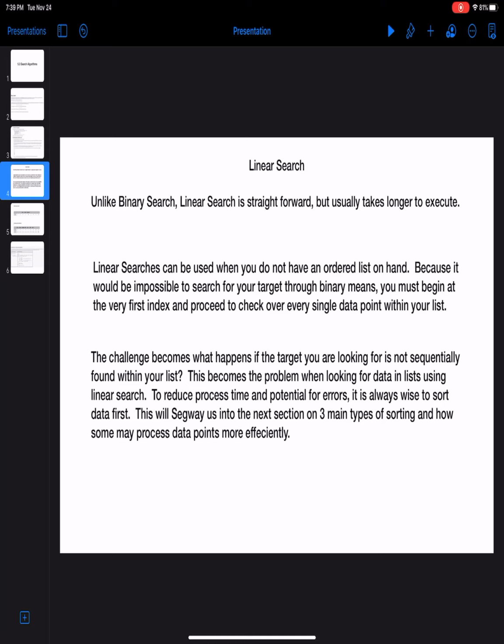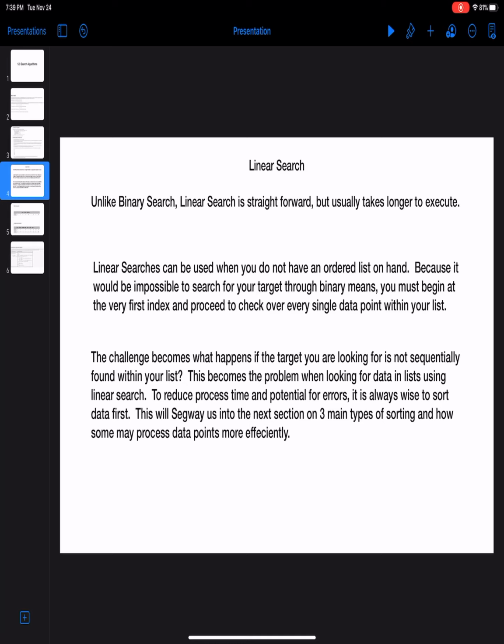With linear search, you could have an ordered set and search through it, but I don't know why you would, because binary would definitely be the way to go. But linear search is the option when you have a non-ordered set, which binary search can't handle. So if you're dealing with a non-sorted list, then linear search will have to be the option you use.